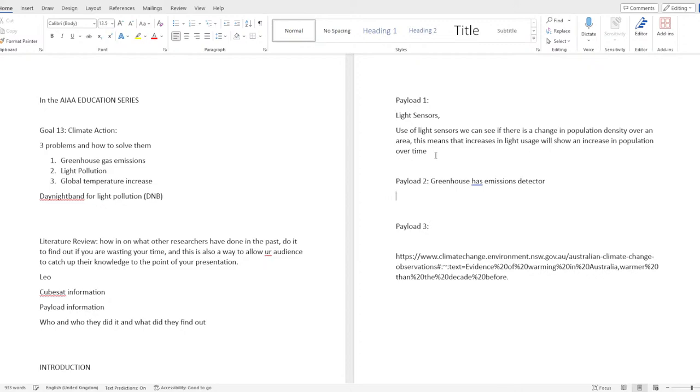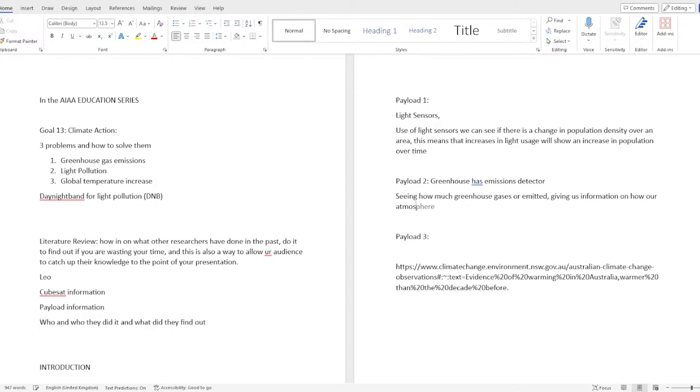Seeing how much greenhouse gases are emitting, giving us information on how our ozone layer, atmosphere, is affected. Sure. How Australia's, rather. My climate? Nah, not my climate. Payload 3, I'm still thinking of one here.